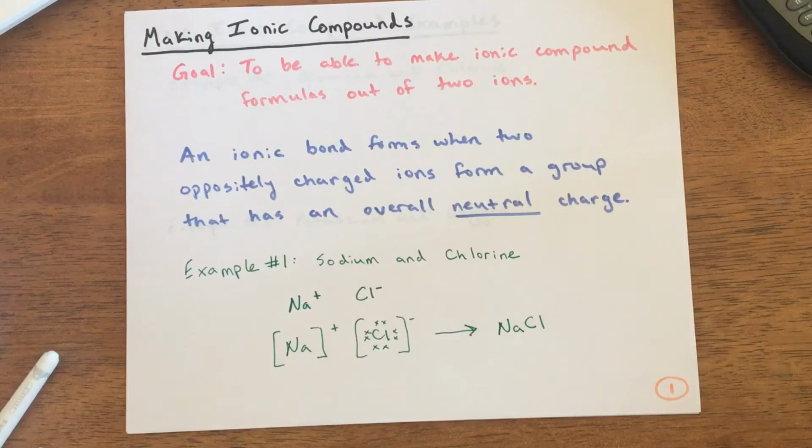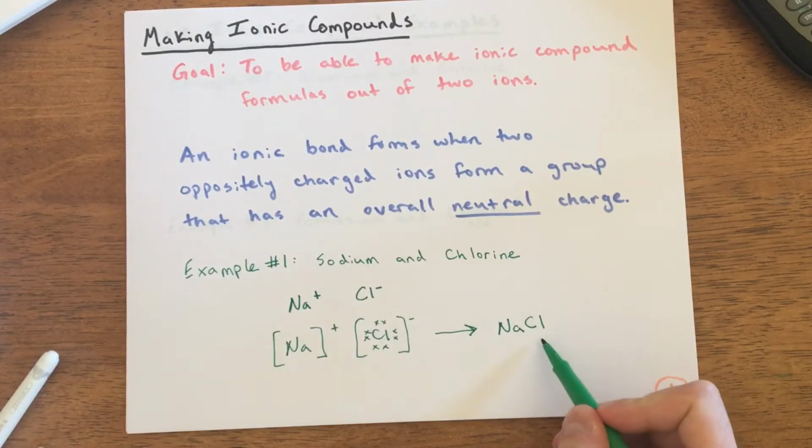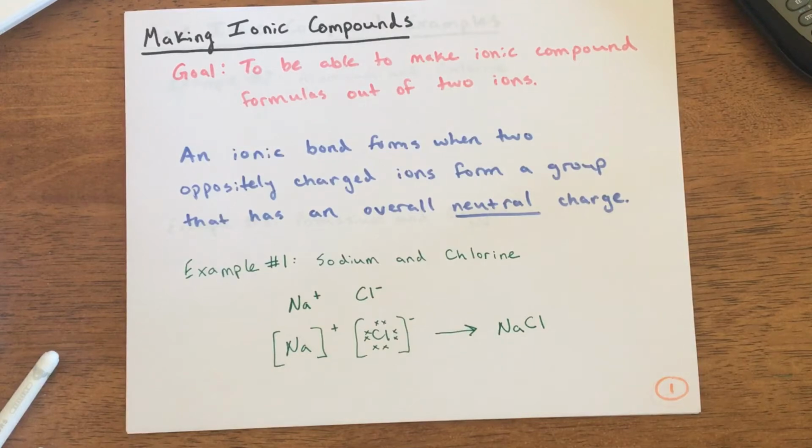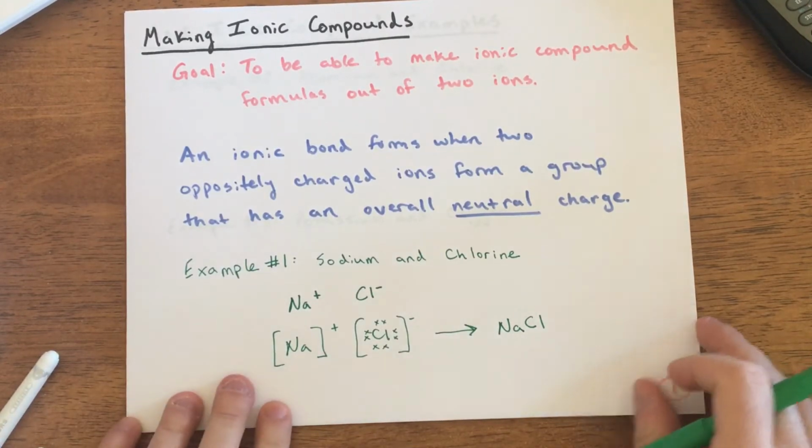The nice thing about this, NaCl, is actually your common everyday table salt. That doesn't mean that when you look at table salt, there's one sodium and one chlorine there. It means that for every sodium, there's a chlorine, and it makes a big crystal. Let's look at a couple more slightly more complicated examples today.